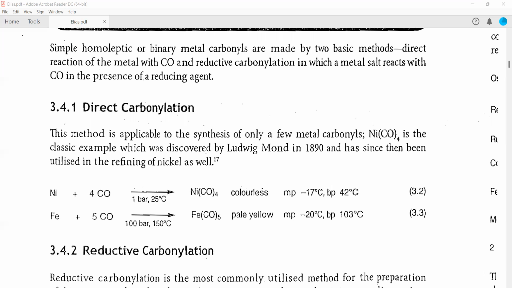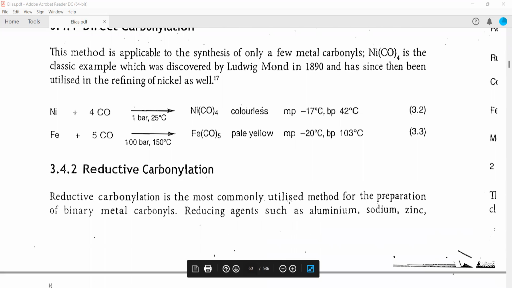And the boiling point is 42 degrees centigrade, so in summers it exists as a gas as well. And iron carbonyl is made in a similar way. It is pale yellow, again a liquid at room temperature.